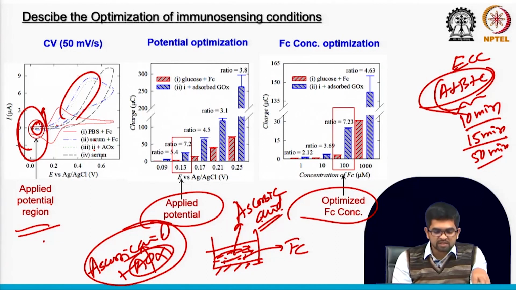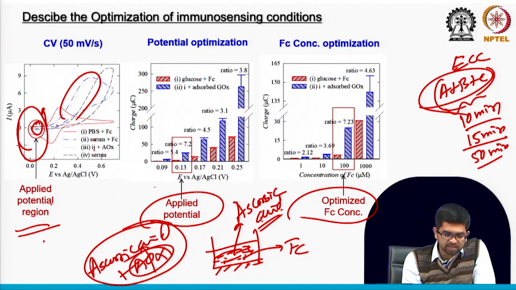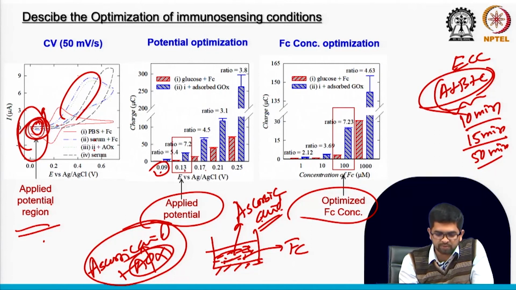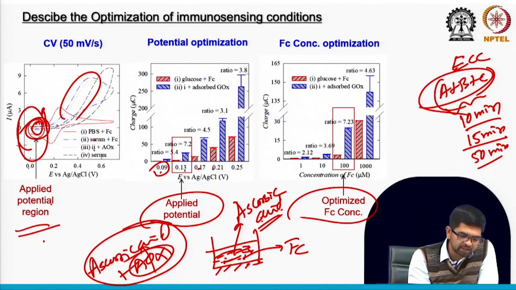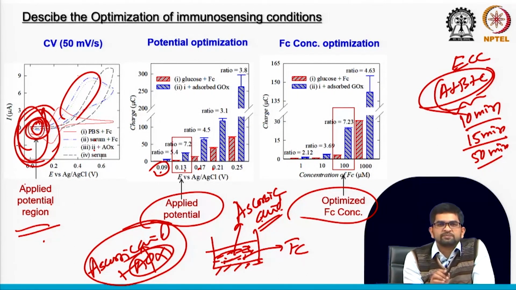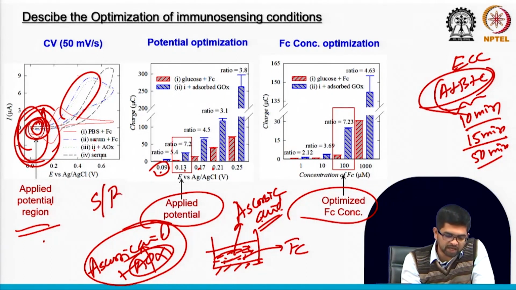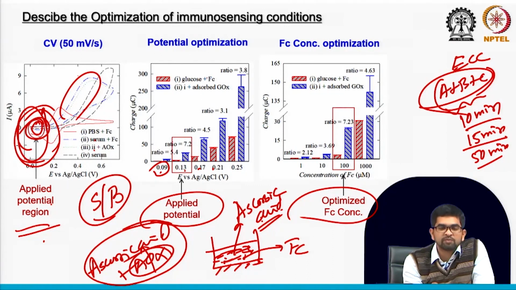That's why let's try the potential optimization. You can try the potential optimization at 0.09 volt in this region: 0.09, 0.13, 0.17, 0.21, 0.25. As we thought this region is the best, let's check a few potentials and check the signal to background ratio. Suppose you want to use glucose, ferrocene and glucose oxidase; this is the reaction you want to use.